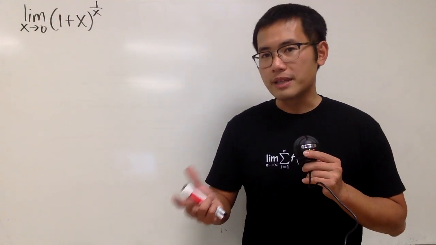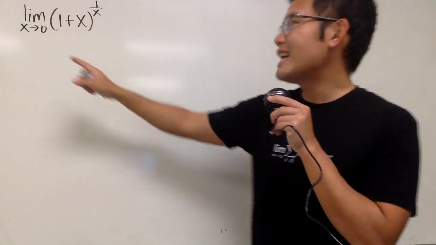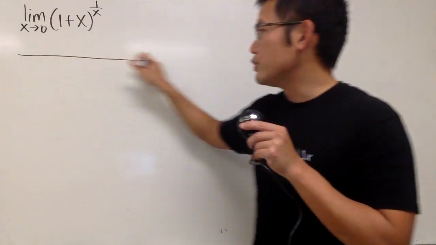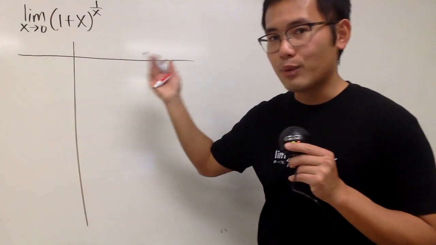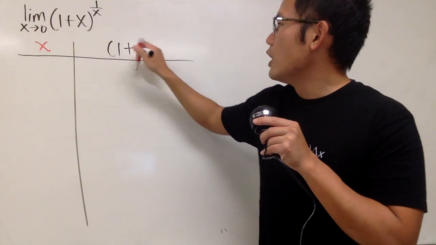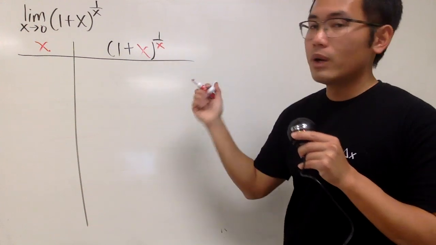Okay, for this question, we'll use a calculator so we can come up with a table of values to find this limit right here. Notice that x is approaching 0, so remember how to set up a table and choose the x values to help us out with that. So here we go. Let me put x right here, and then we have the expression (1 + x) raised to the 1 over x power, like this.